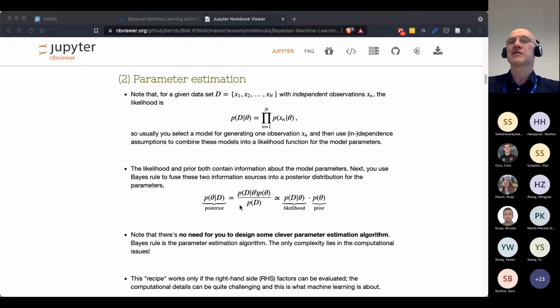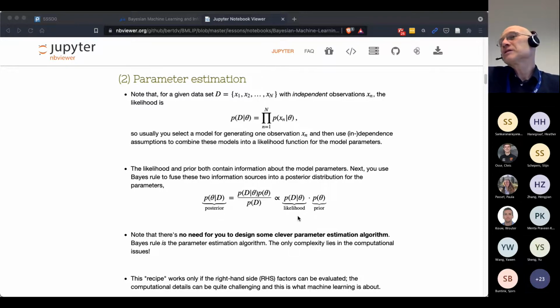The reason is that P of D given M is just a number, right? It's not a distribution. I fill in my data here, and it evaluates to a number, 5 or 6 or 7. So it just scales this posterior. It scales it such that after you have divided by the evidence, you are guaranteed that if you integrate over theta, it will sum to 1.